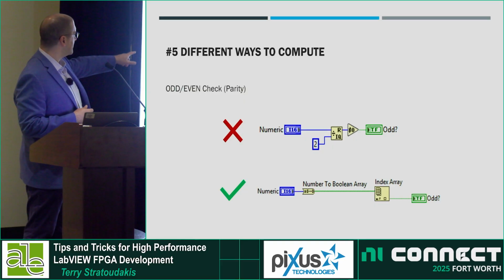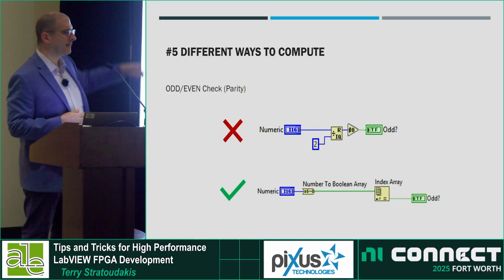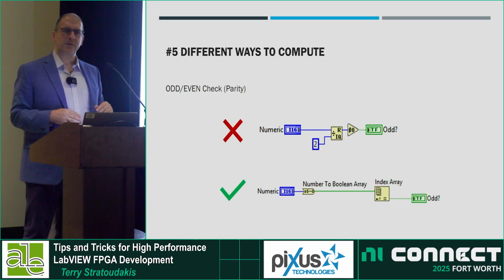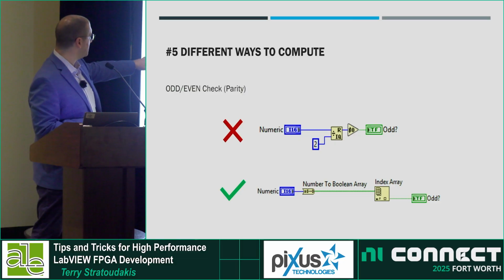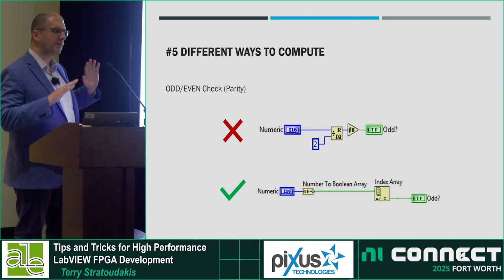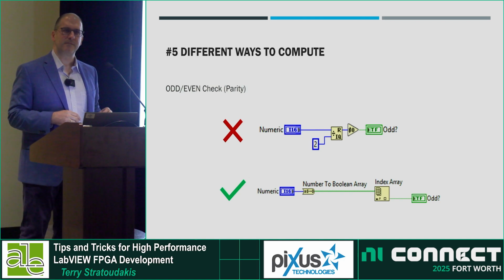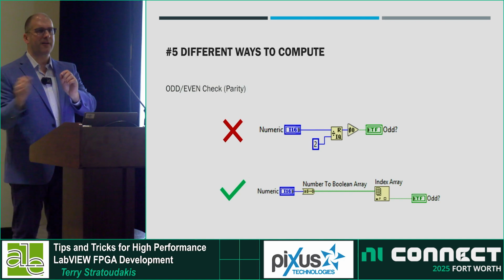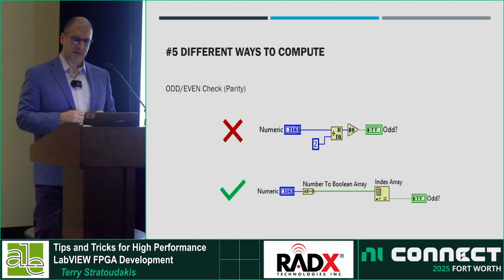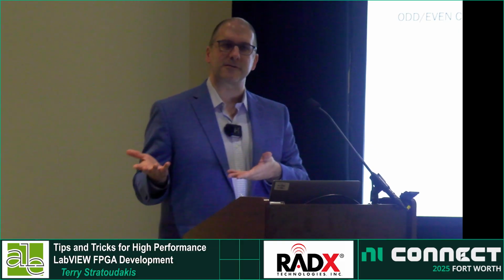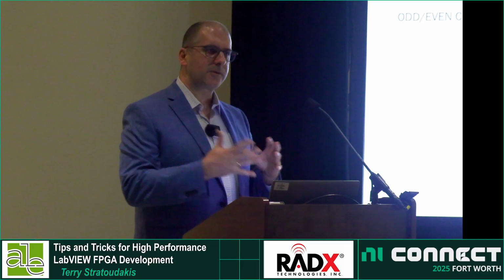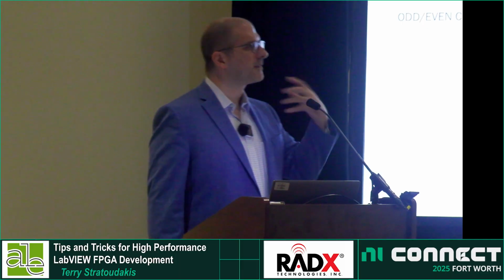So there's a number to Boolean array, there's an index array, all of those. We're just picking off that one bit. So those two bottom functions use no resources. It's just a way to pick off the value that we care about. And there are others, right? If you want to multiply by 2, you do a bit shift, or divide by 2. Those are things where you have to think in terms of the bits.